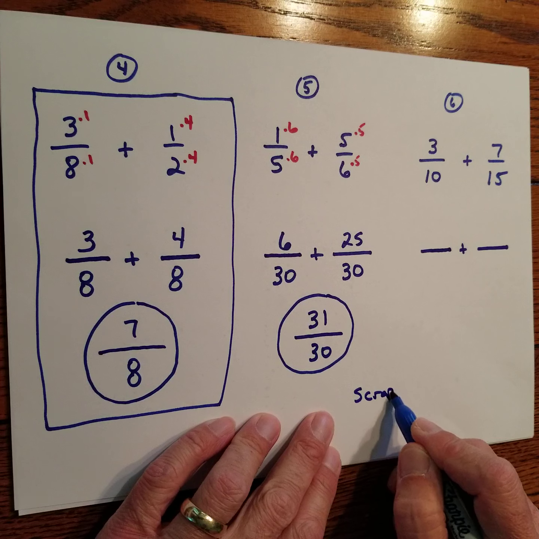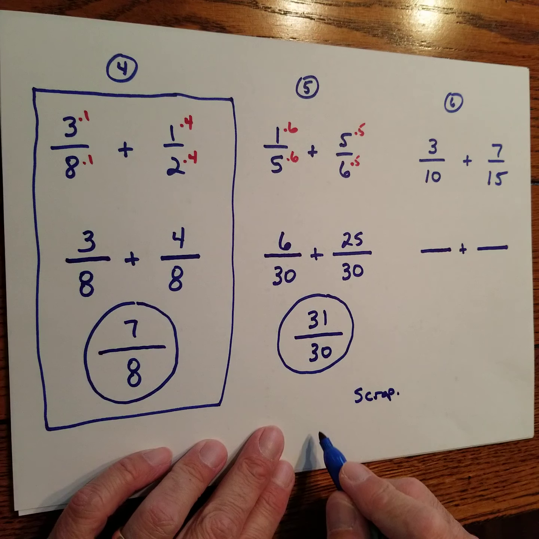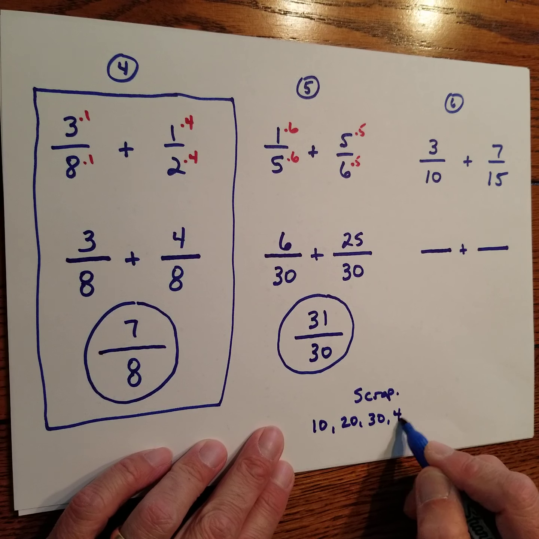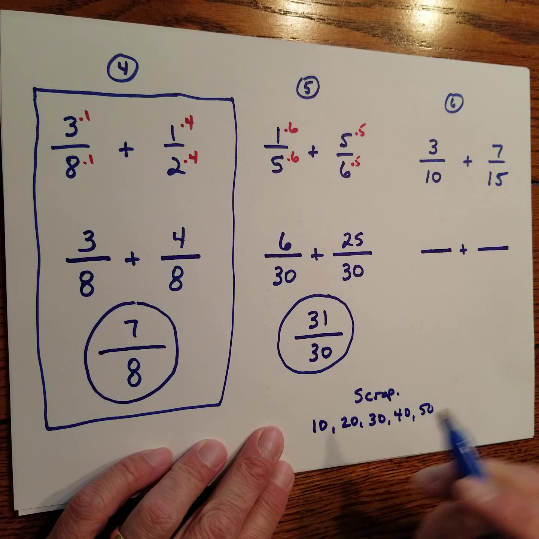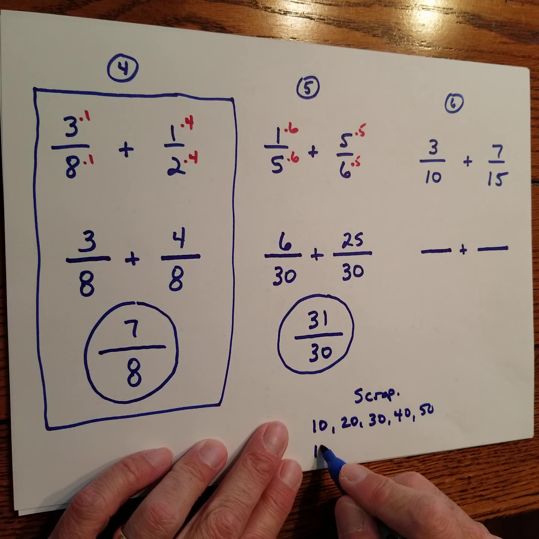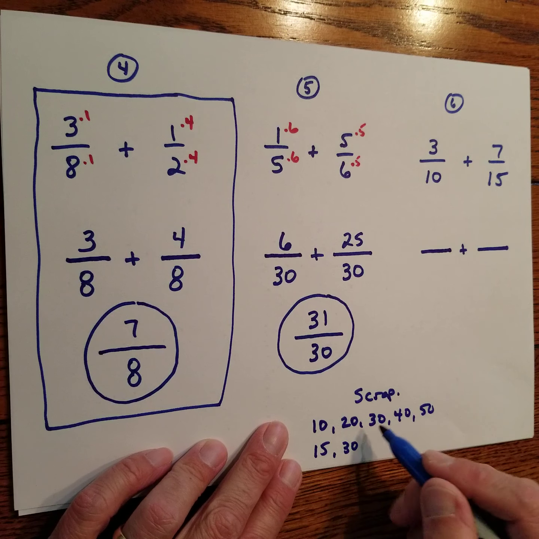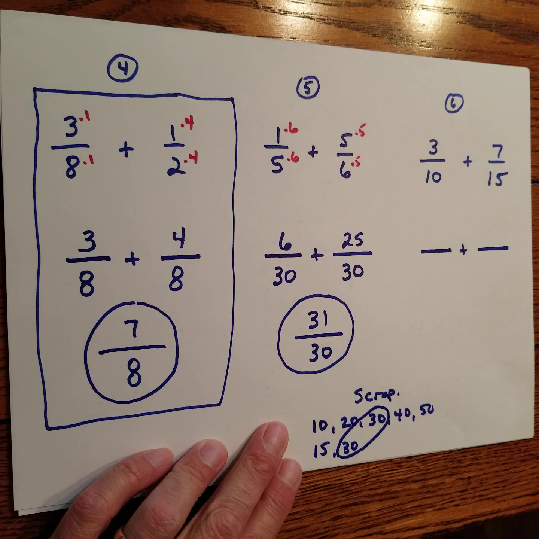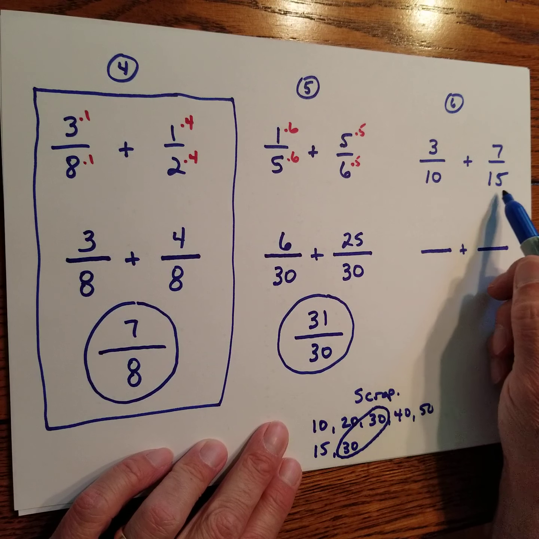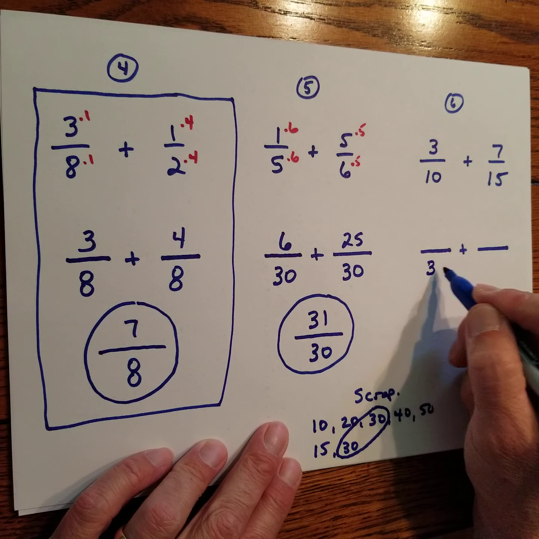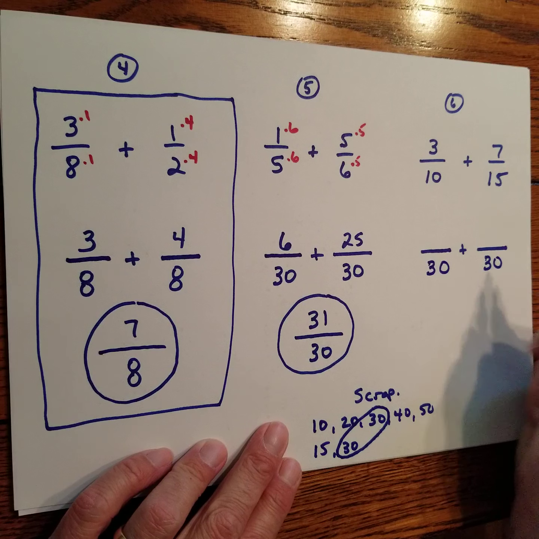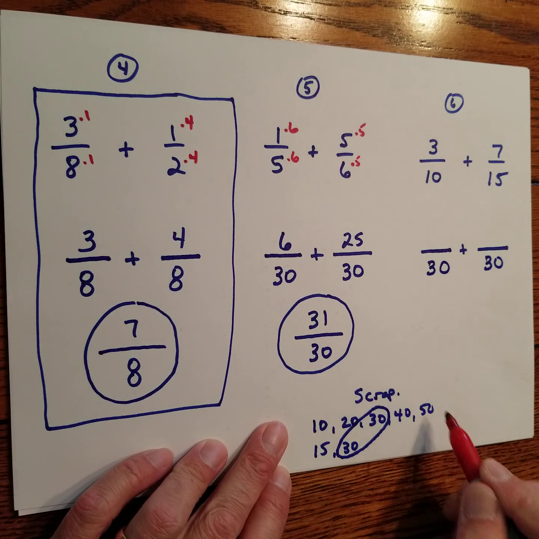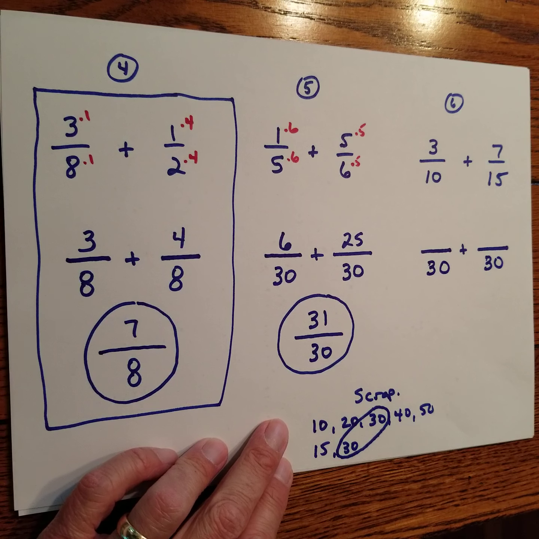Come down to scrap paper. What are the multiples of 10? 10 times 1, 10 times 2, 10 times 3, 10 times 4, so on, so on. The multiples of 15, 15 times 1, 15 times 2, wait, there it is. 30 matches. 30 is a good common denominator for 10 and 15. 10 goes into 30, 15 goes into 30. If you can find that common denominator in your head, no need to write out the scrap work down here.